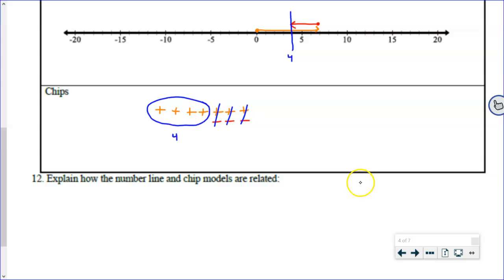But I want you to also notice, can we identify the 0 pairs in each model? Where are we seeing the 0 pairs in the number line? Discuss that with your groups. Where are we seeing the 0 pairs in the tile model? All right, and where are we seeing those 0 pairs? Come back to me now. Where are we seeing the 0 pairs?